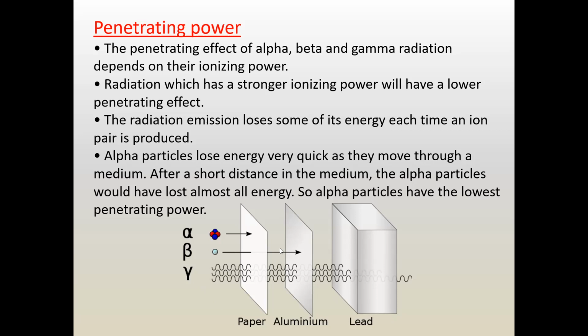Even if we place aluminum first, alpha and beta will be stopped, because if alpha cannot pass through paper, it cannot pass through an aluminum sheet. So alpha has a short range as it covers a shorter distance compared to beta, which can be stopped by aluminum and has a moderate or medium range. Gamma has the highest range as it travels fast through a medium, so it can travel a greater distance. That's why it has the longest range.